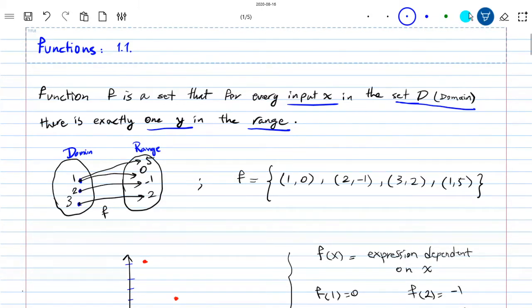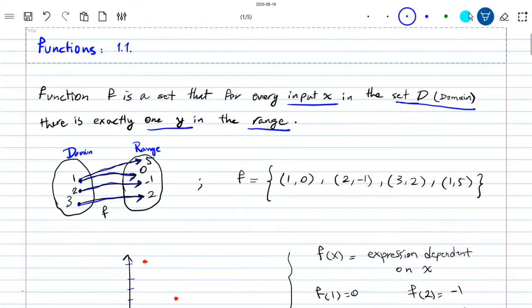Okay, so let's say F maps the point 1 to 0. That means if you give an input 1, you expect an output 0. As well, in this case, if you give 1, you see that you will get 5 as well. If you pick 2 as an input, then the output is -1. If you pick 3, the output is 2.